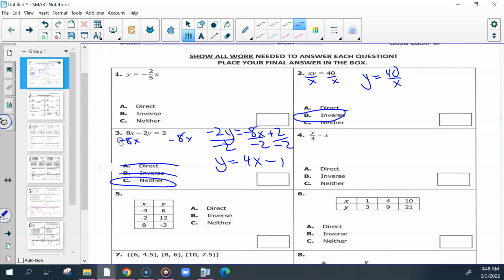4 is not solved for y, but if I got rid of 3, I have y equals 3x, which is in your direct format.